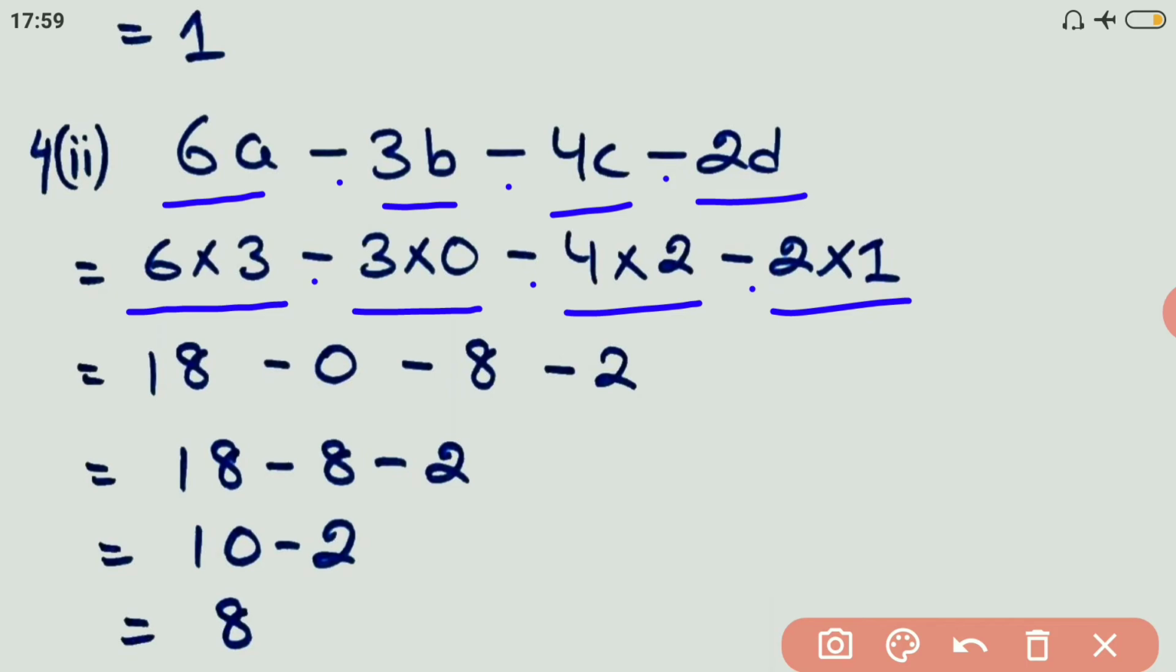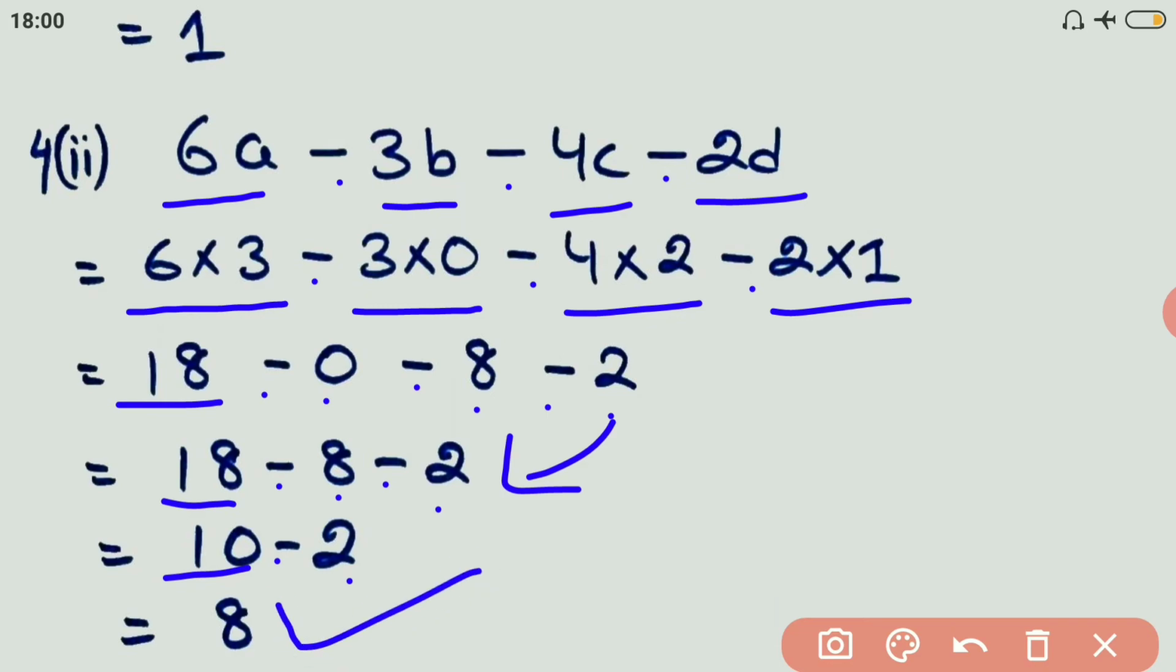Now further solving it, 6 into 3 shall give me 18, minus 3 into 0 is 0, minus 4 into 2 shall give me 8, minus 2 into 1 shall give me 2. So 18 minus 0 is 18, minus 8, minus 2. The same thing follows. Now 18 minus 8 shall give me 10, minus 2. So 10 minus 2 shall give me 8.